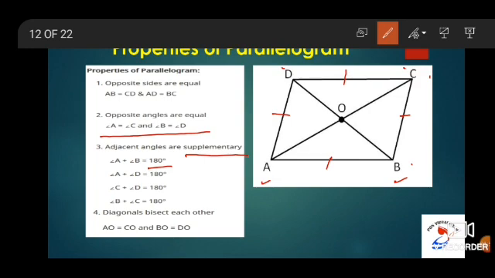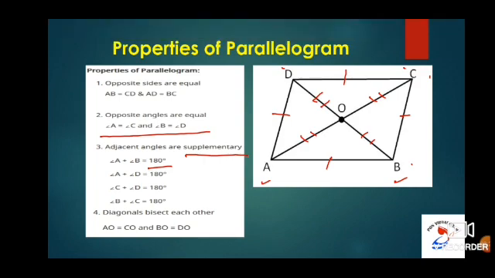Now property number 4, the diagonals will bisect each other. Bisect means this portion AO will be equal to the other portion CO. It is also similar for the other diagonal, that is BO and DO are also equal. So there are four properties for parallelogram. Opposite sides are equal, opposite angles are equal, adjacent angles are supplementary, and diagonals bisect each other. These are very important properties for parallelogram.